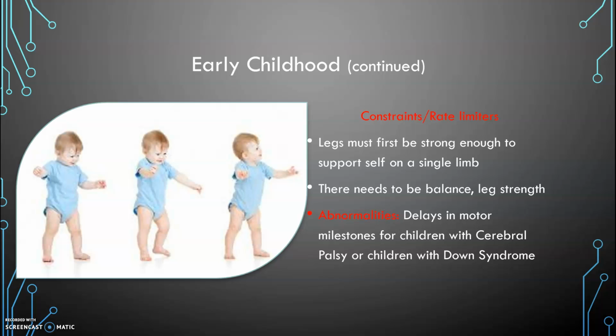Some of the constraints: legs must first be strong enough to support him or herself on a single limb. There needs to be balance, which is something that the child is still trying to develop, and there also needs to be leg strength. A common abnormality that would be seen in early childhood would be delays in motor milestones for children with cerebral palsy.